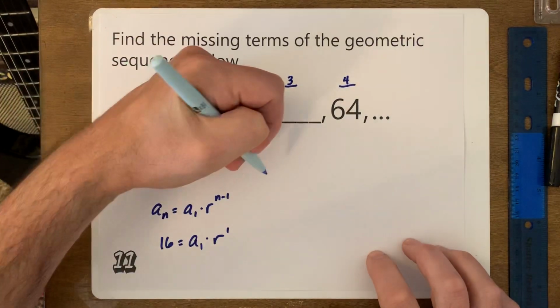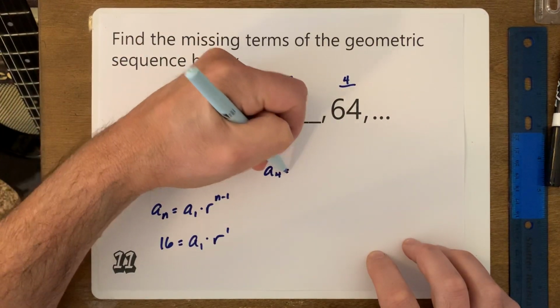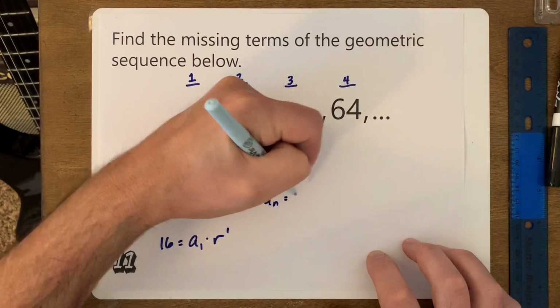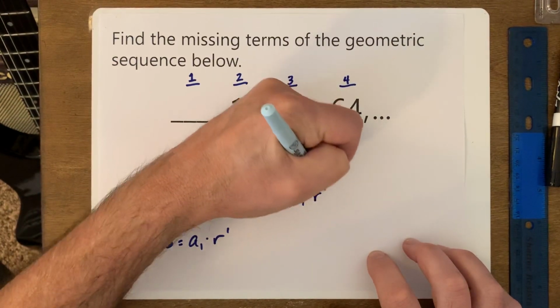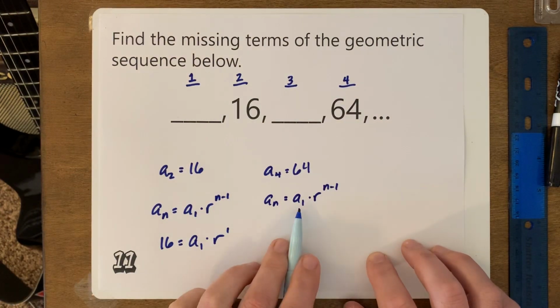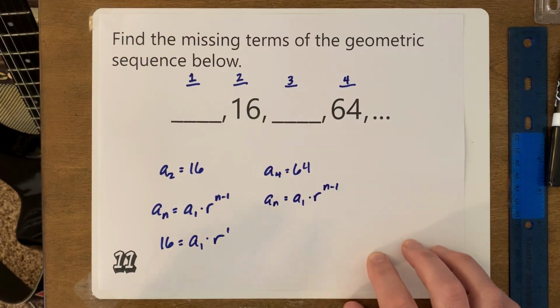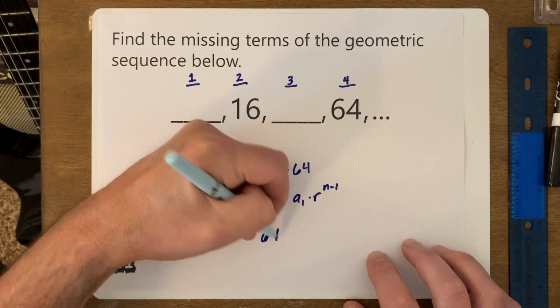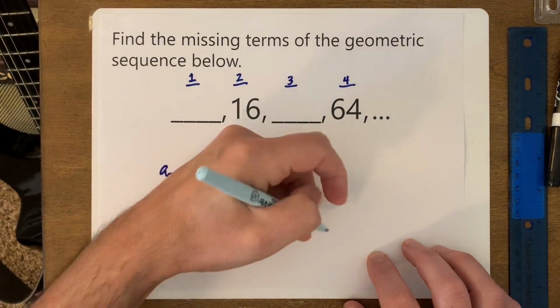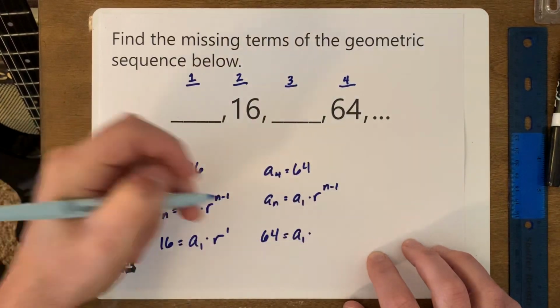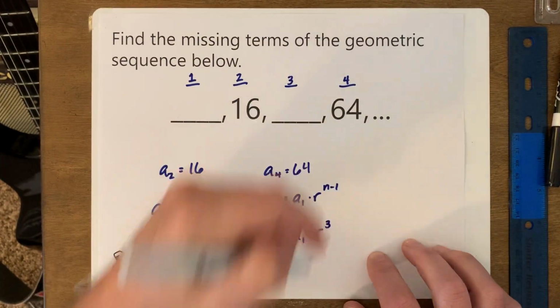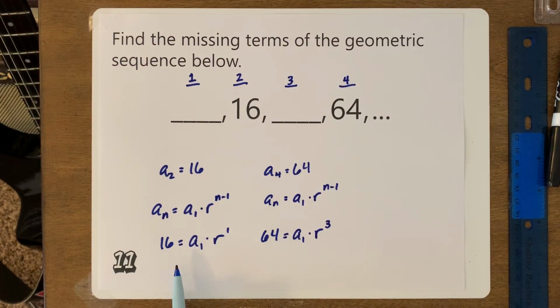The fourth term, a sub 4, is 64. Again, we have a sub n is equal to a sub 1 times r to the n minus 1. I don't know what these two guys are either, but I do know that the fourth term is 64. So I have 64 equals a sub 1 times r to the 4 minus 1, which is 3. All right, now I have two equations and I have two unknowns.